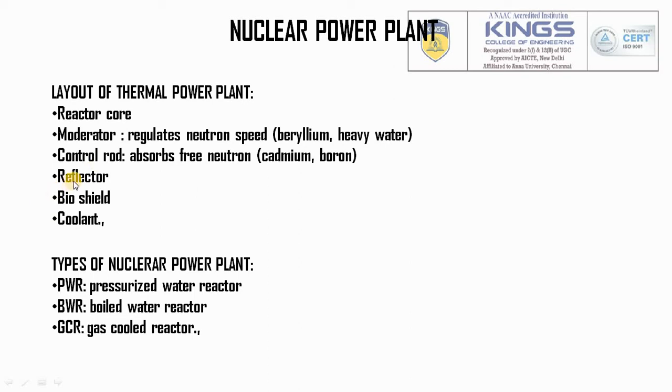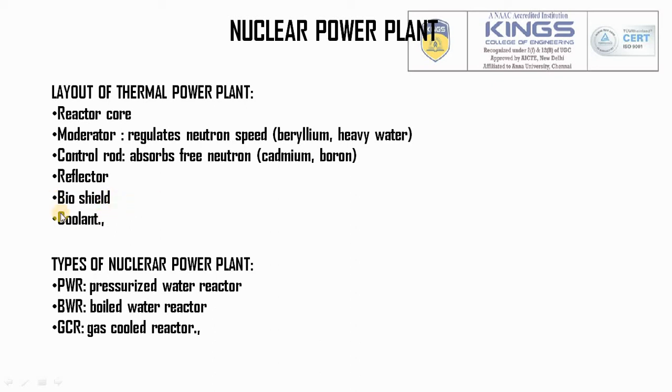After that, the reflector. The reflector is nothing but a mirror. It operates on the working principle of a mirror, reflecting the free neutrons and bombarding them at the uranium in an effective manner. Bioshield. The bioshield is a biological shield that prevents free neutrons from escaping the core, because free neutrons may injure human beings outside the reactor core.